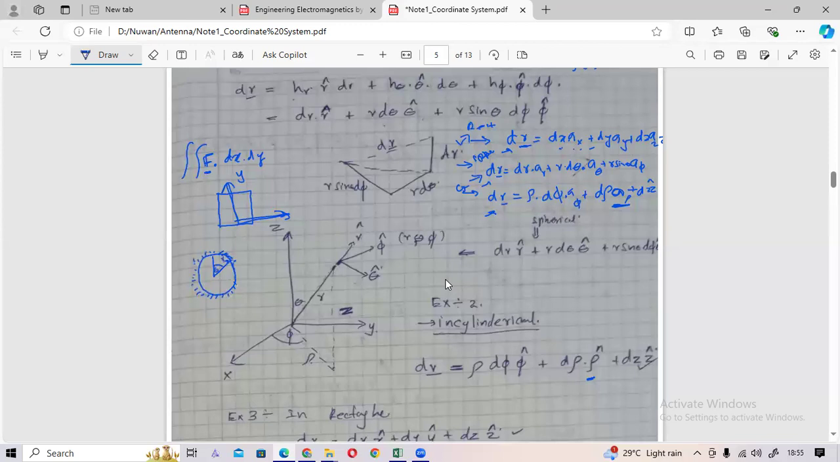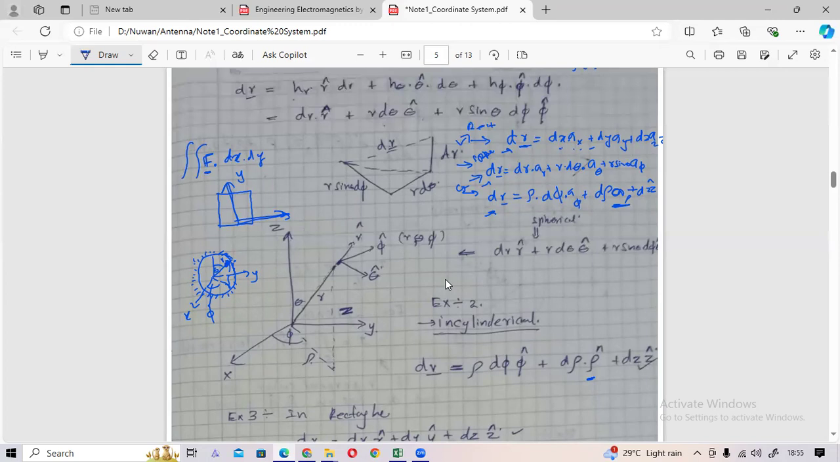This one. This is the radius, and theta is the angle between the z-axis and the radius. This is the y-axis and this is the x-axis. Then phi is the angle between the x-axis and the xy plane. Theta is in the xy plane to this point. So that is theta, r, and phi.